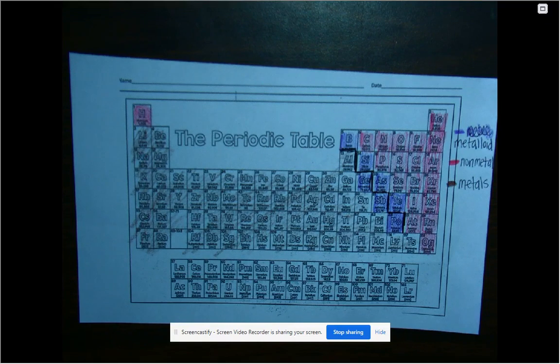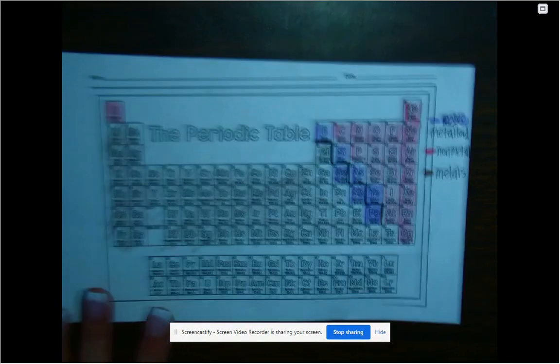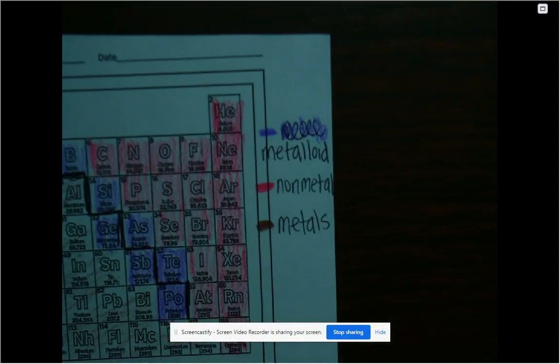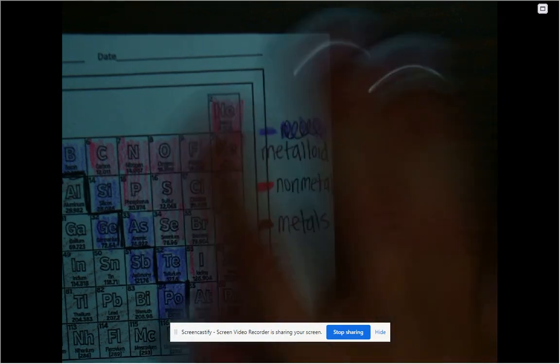We were supposed to write on our periodic table. So we got to know what the different groups are called. Okay, so yesterday what we spent a little bit of time doing was we reviewed where our cutoffs were for the different types of elements. So we have our non-metals over here on the right-hand side.